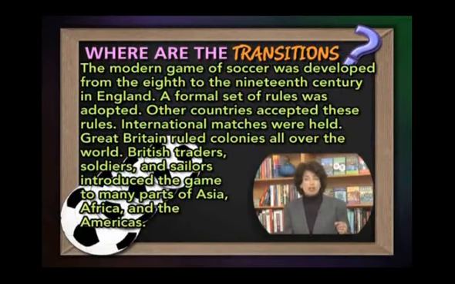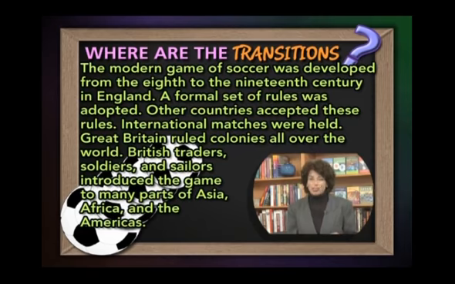The modern game of soccer was developed from the 8th to the 19th century in England. A formal set of rules was adopted. Other countries accepted these rules. International matches were held. Great Britain ruled colonies all over the world. British traders, soldiers, and sailors introduced the game to many parts of Asia, Africa, and the Americas. It's boom, boom, boom. We don't know what caused what to happen. Not good writing.